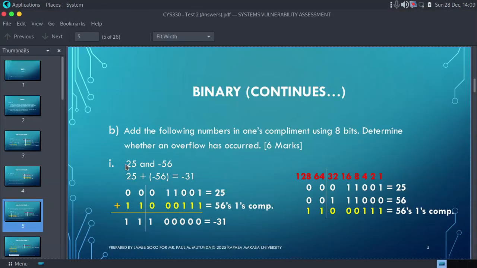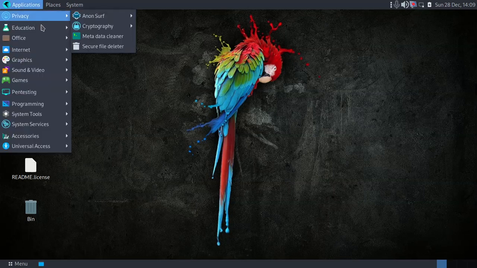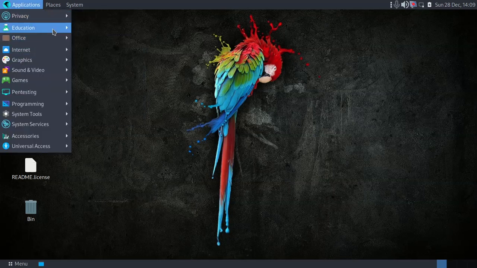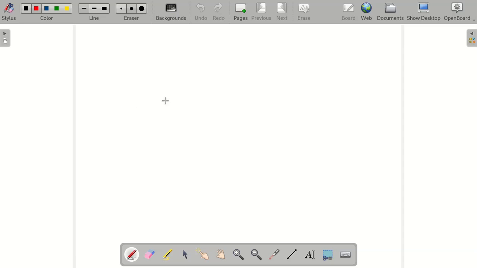We have 25 and negative 56. The number which we've been given is 25 and negative 56. So this is the question. We're adding it in 1's complement.